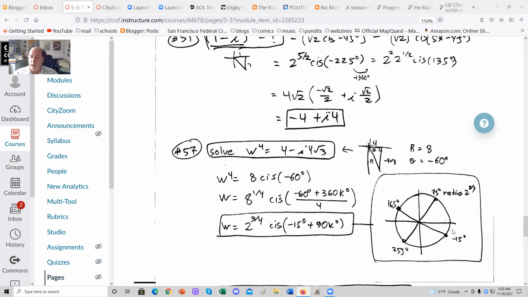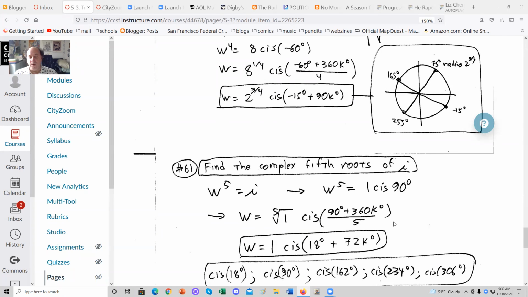And the angle, well, negative 15 degrees will do. Then add 90, you get 75 degrees. And add 90, you get 165 degrees. And add 90, you get 255 degrees. This here has these 4 4th roots evenly spaced around the circle.